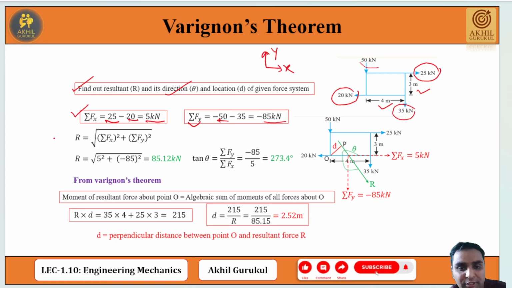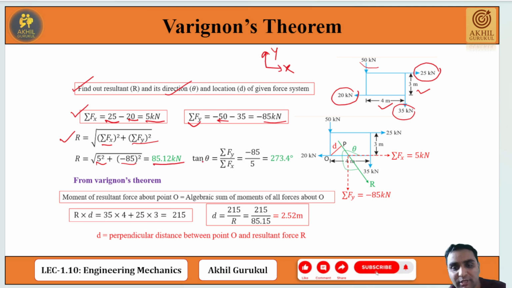Correct. So what is the resultant force? Algebraic: under root sigma Fx squared plus sigma Fy squared. So 5 squared plus (-85) squared equals 85.12 kilonewton. So my resultant is 85.12 kilonewton.